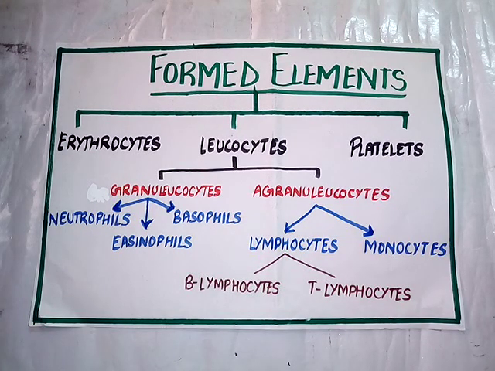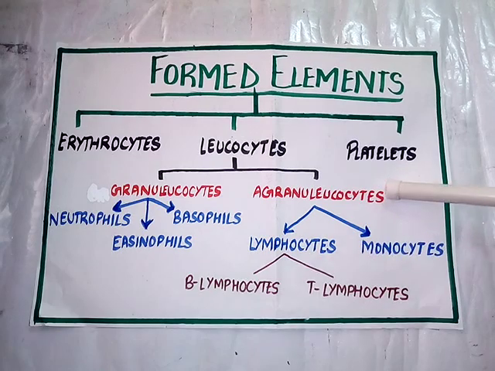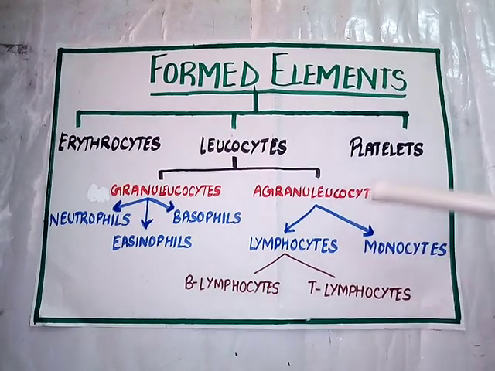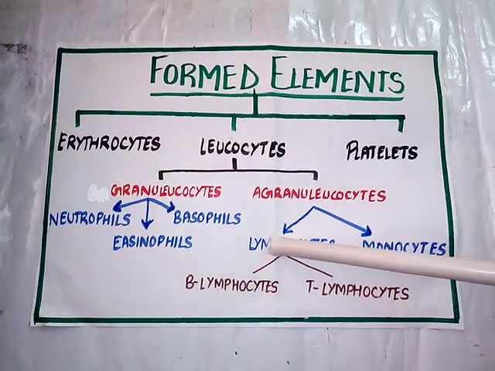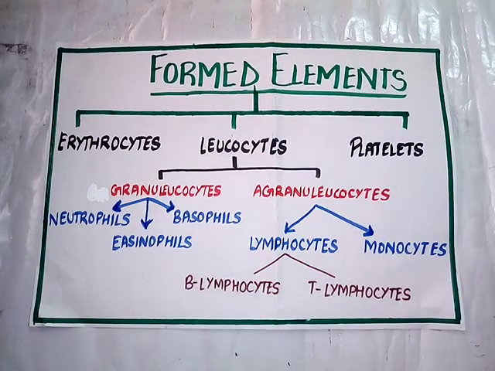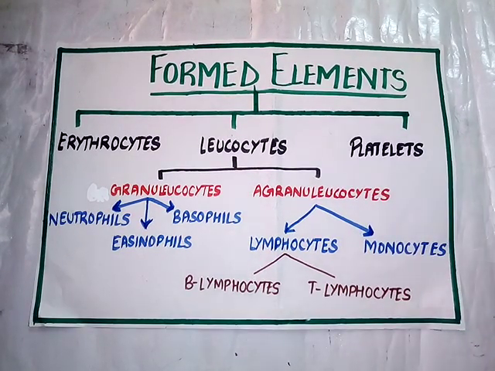After that, I have told you about the second main category of WBCs, that is agranulocytes. Agranulocytes are further divided into lymphocytes and monocytes, and lymphocytes are again divided into B lymphocytes and T lymphocytes. Both the B lymphocytes and the T lymphocytes are produced in the bone marrow. They both are responsible for immune responses of the body. The second type of agranulocytes are monocytes. Monocytes are also phagocytic cells, which means they destroy foreign organisms entering our body.